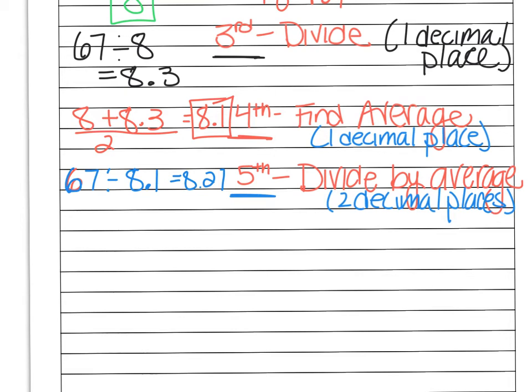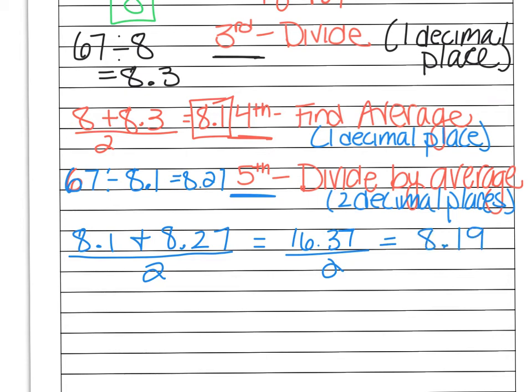Okay, so then my last step is to take the 8.1 average plus the 8.27 average and divide it by 2 to get the average of both of those. So 8.1 plus 8.27 is 16.37, divided by 2. You're going to take this to the nearest two decimal places, which is 8.19. And this is just an estimate.